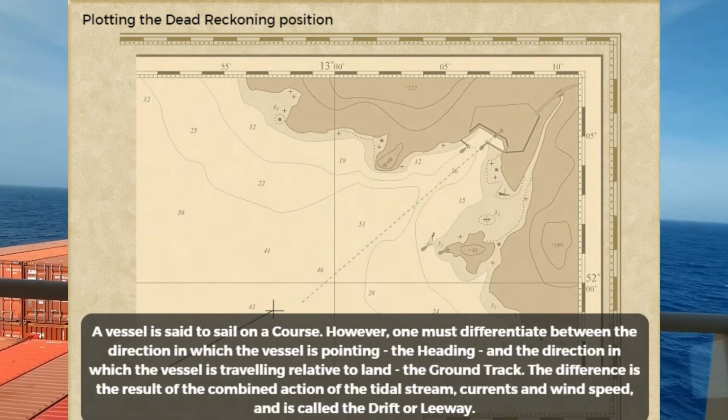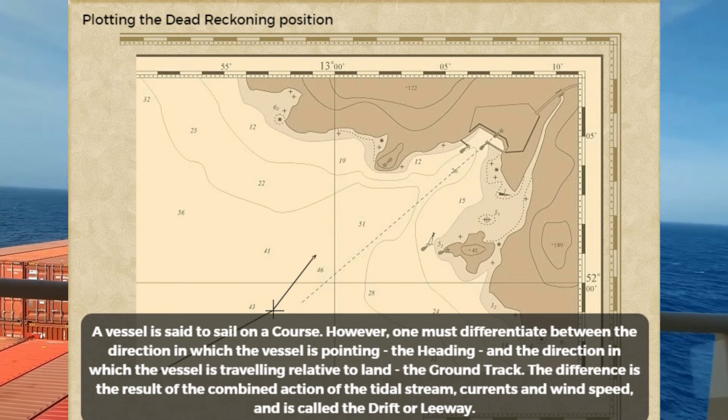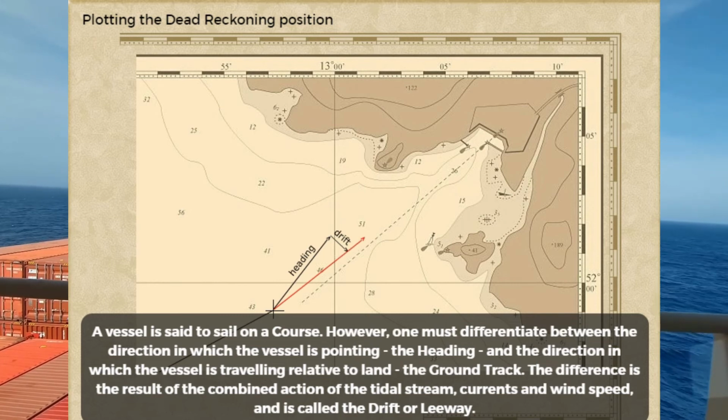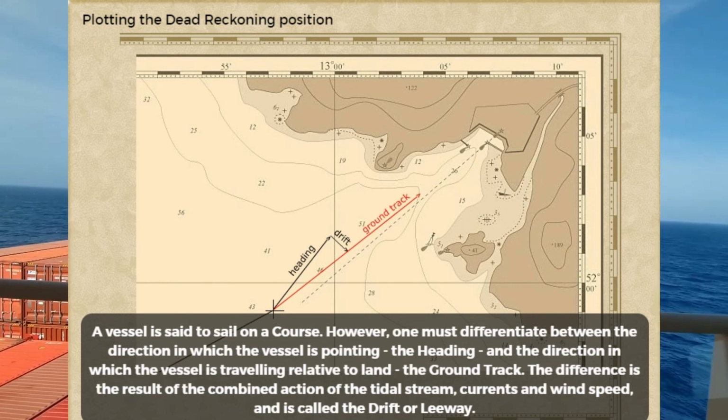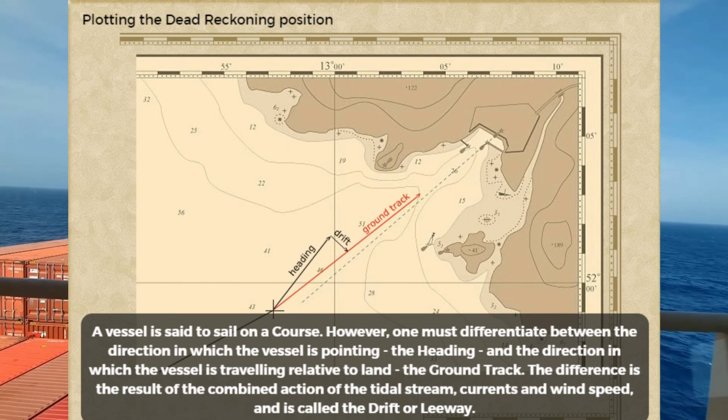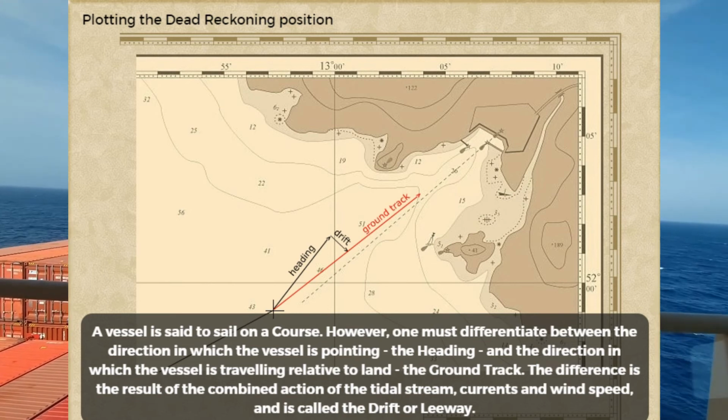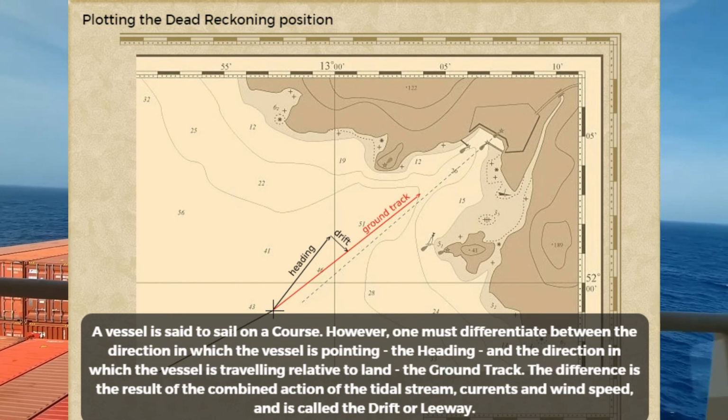A vessel is said to sail on a course. However, one must differentiate between the direction in which the vessel is pointing, the heading, and the direction in which the vessel is travelling relative to land, the ground track. The difference is the result of the combined action of the tidal stream, currents and wind speed, and is called the drift or leeway.